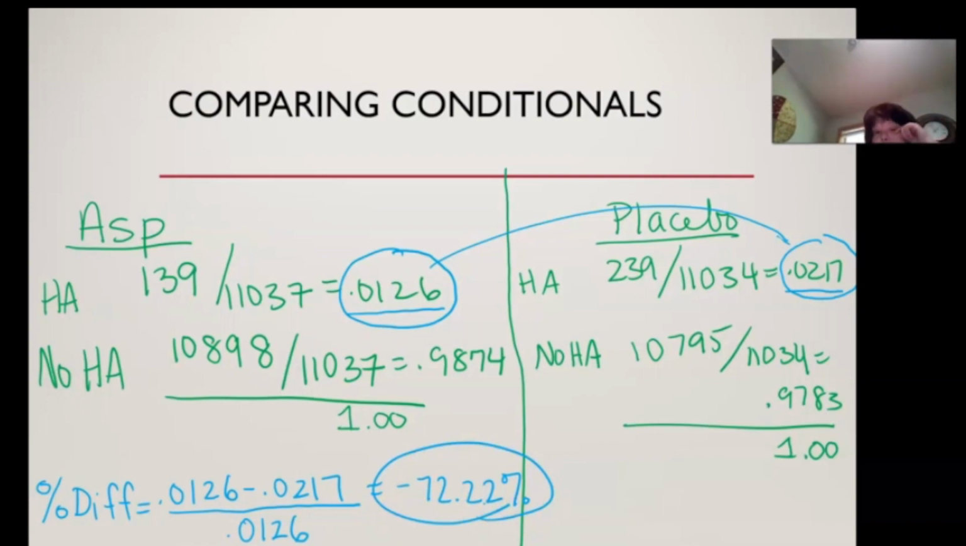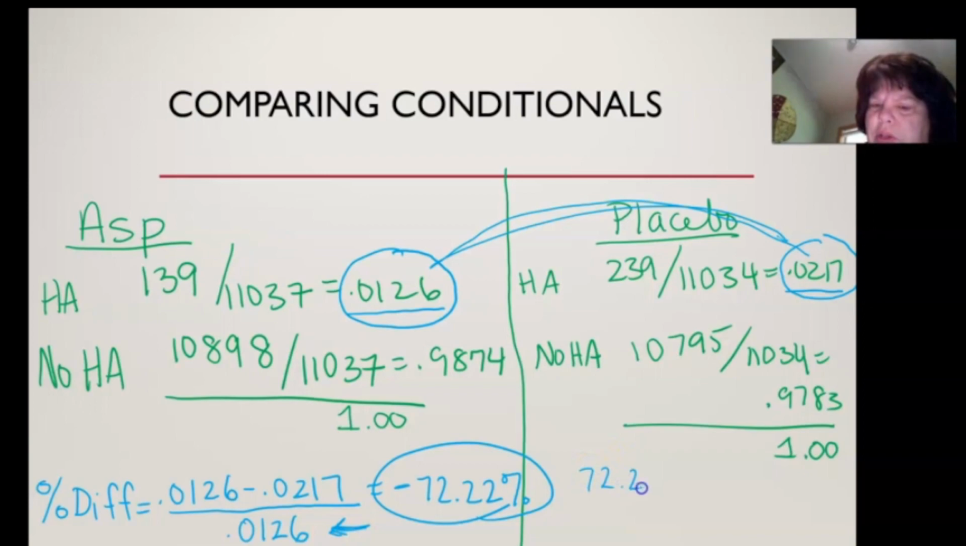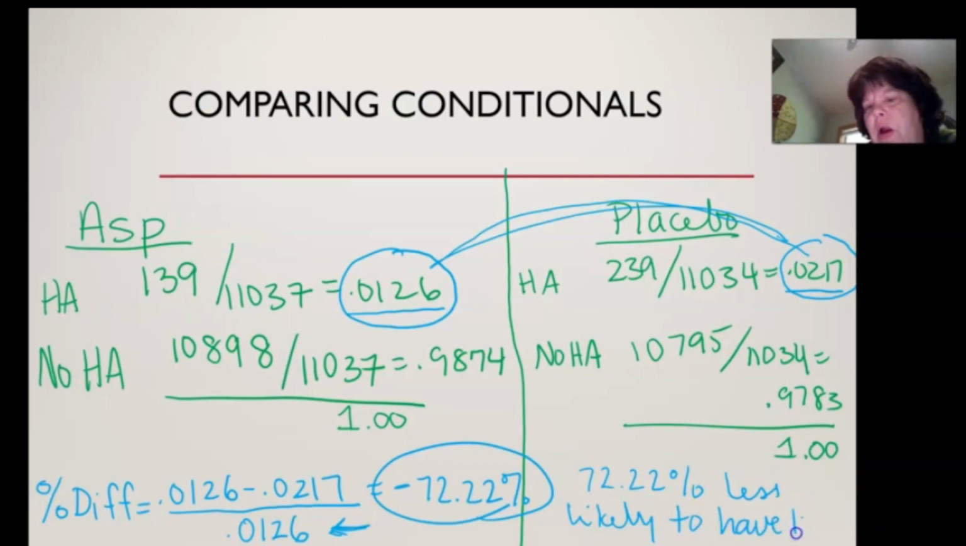So what does that mean? The difference between these is a negative number. That's how much less likely you are to have a heart attack on aspirin. And I know on the aspirin, I'm comparing it to the aspirin because that's what's in the bottom here. So you are 72.22% less likely to have a heart attack on aspirin.